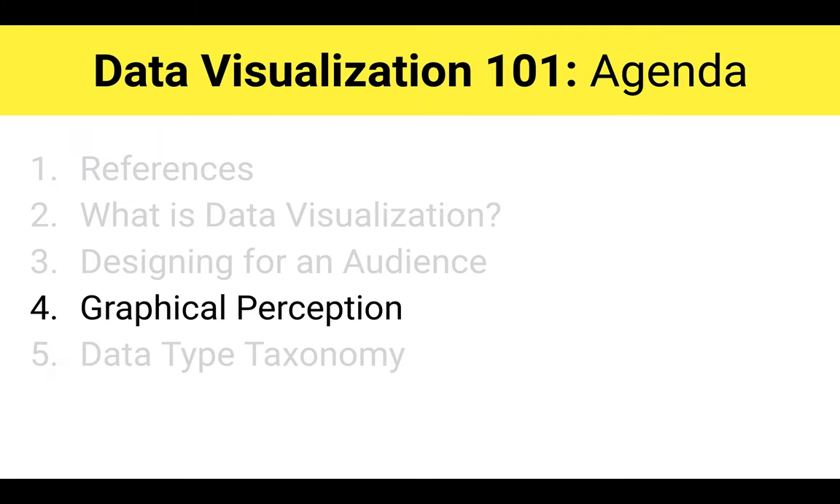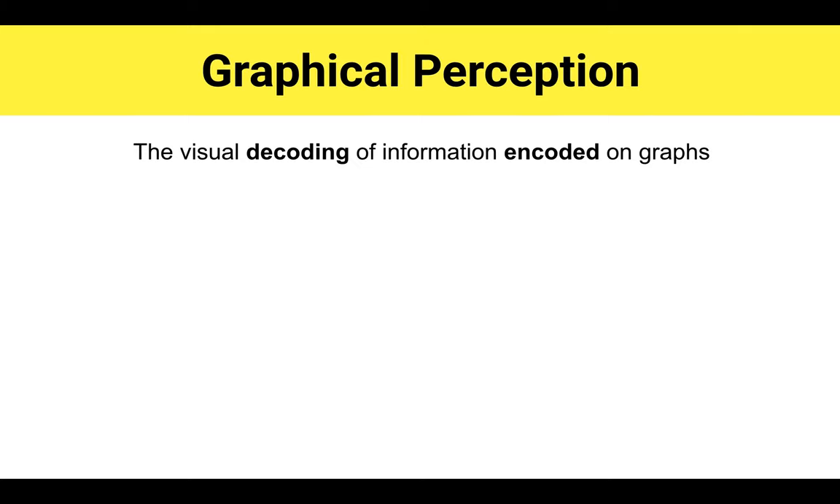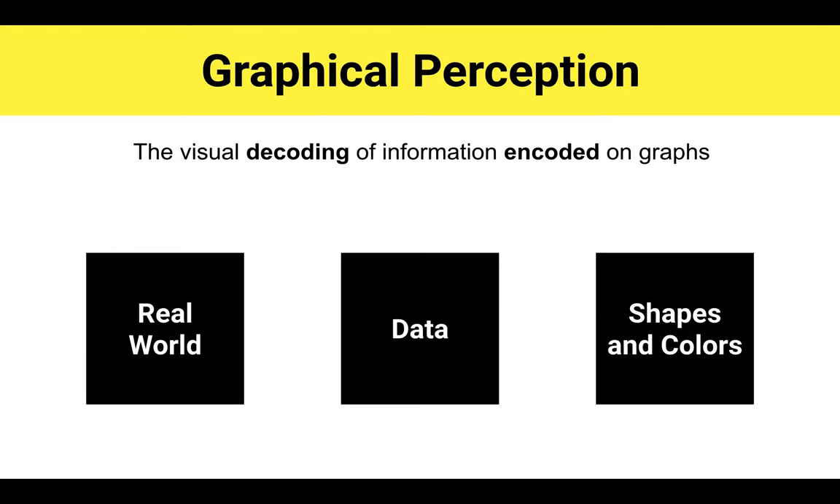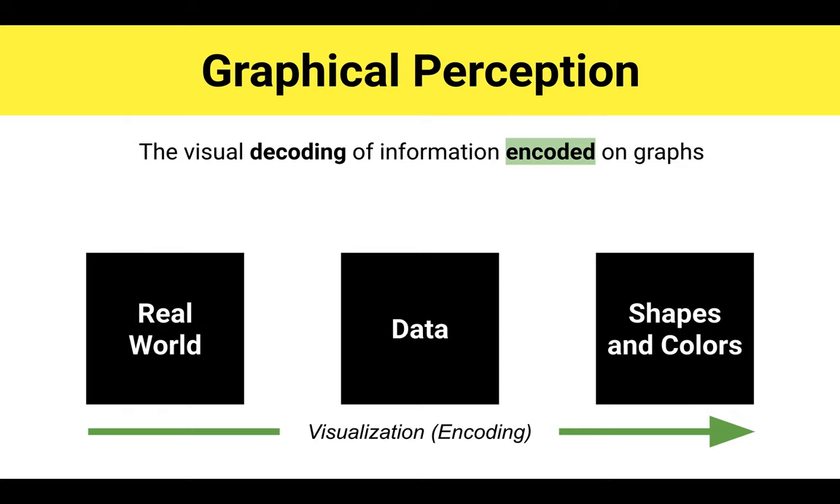We'll now look closer at how the audience perceives visualizations and introduce graphical perception. In their paper on graphical perception, Cleveland and McGill state that the subject of graphical methods for data analysis and for data presentation needs a scientific foundation. In this article, we take a few steps in the direction of establishing such a foundation. Graphical perception is the visual decoding of information encoded on graphs. Using the same Nathan Yau framework as before, decoding is done by the audience when they interpret what the shapes and colors of the visualization say about the data and what that data says about the real world. Encoding is what the data scientist does. The data encodes something about the real world, which is then encoded in shapes and colors on the chart.